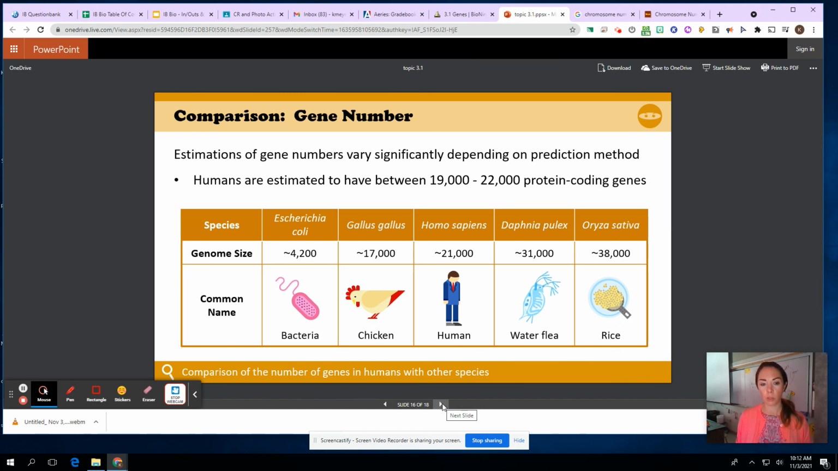Here's the gene number. Looking at all those different sizes, the estimation of gene number actually varies significantly depending on the prediction method. I think your book talks about the prediction method, let me check for sure. But just know that as we estimate the number of genes, depending on the prediction model we're using, we can get different estimates. So long story short, these are not facts, they are estimates of the number of genes. They are not something you need to memorize, just the trends.